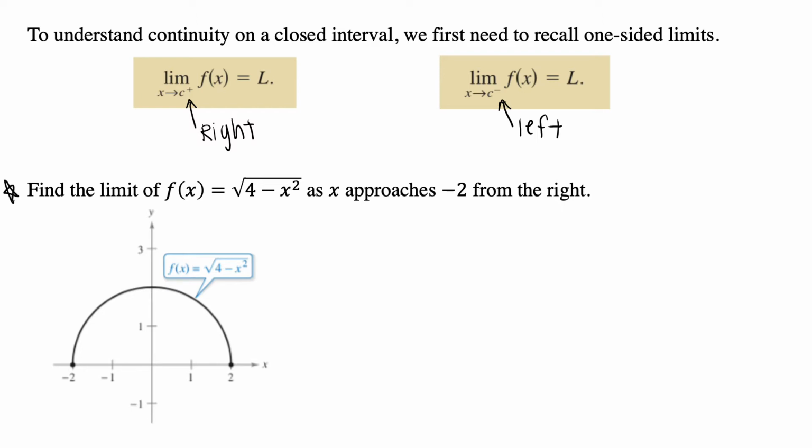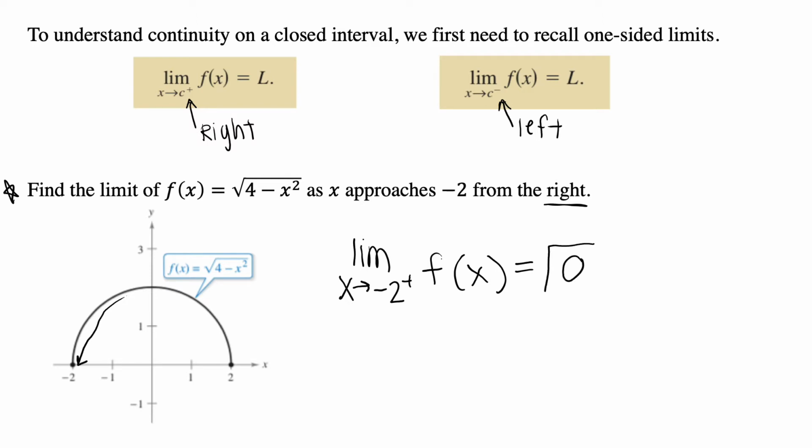So if we look at our quick reminder here, we want to find the limit of f of x equals 4 minus x squared as x approaches negative 2 from the right. The way we would write that is the limit as x approaches negative 2 with that plus sign superscript of our function. On our graph, as our x values approach negative 2 from the right, meaning from those values that are greater than negative 2, our function is getting closer and closer to 0. So remember, we only care about that one-sided limit here.